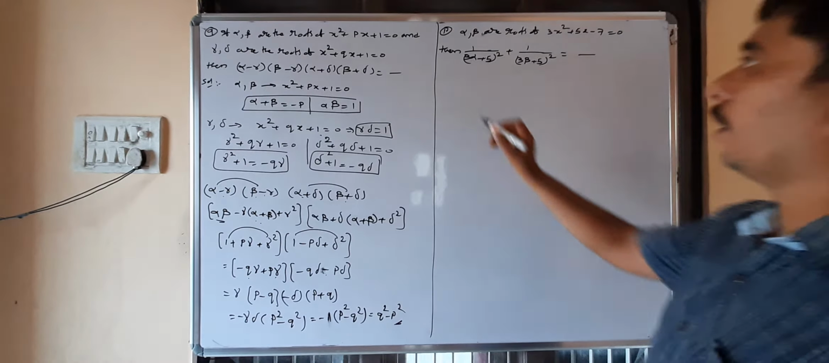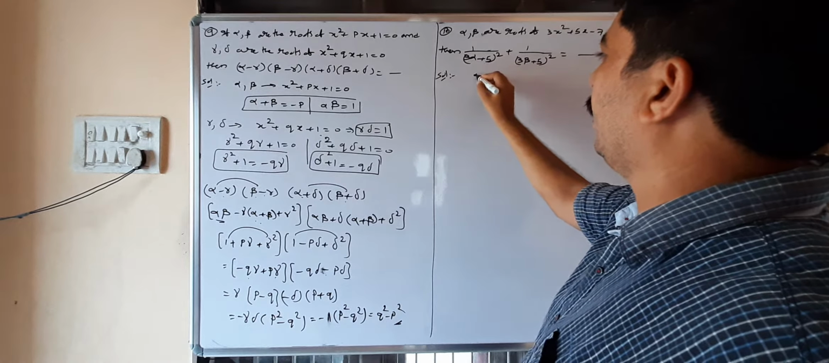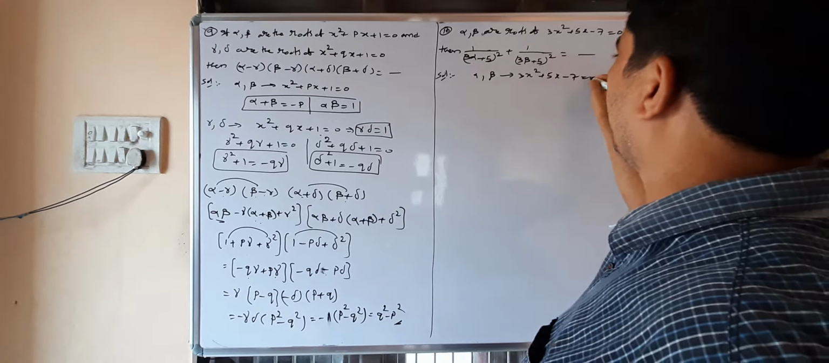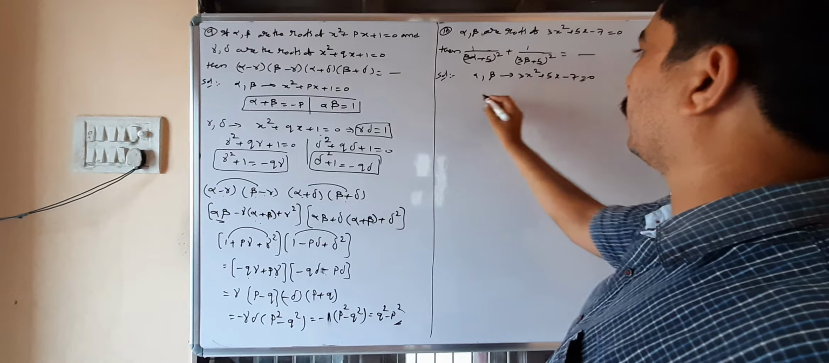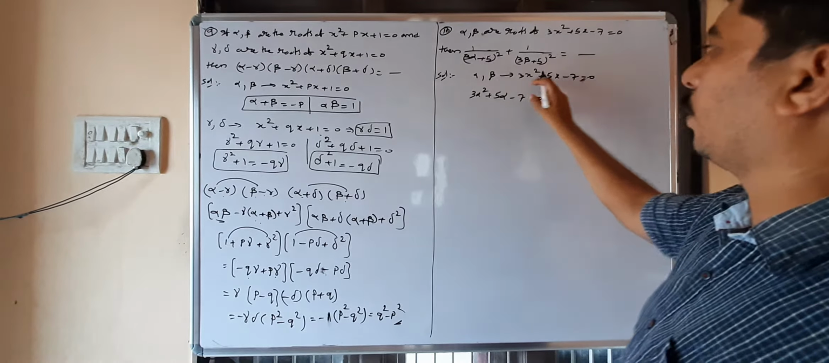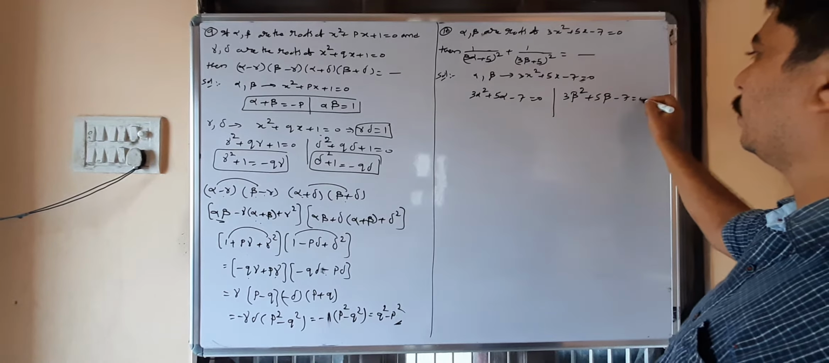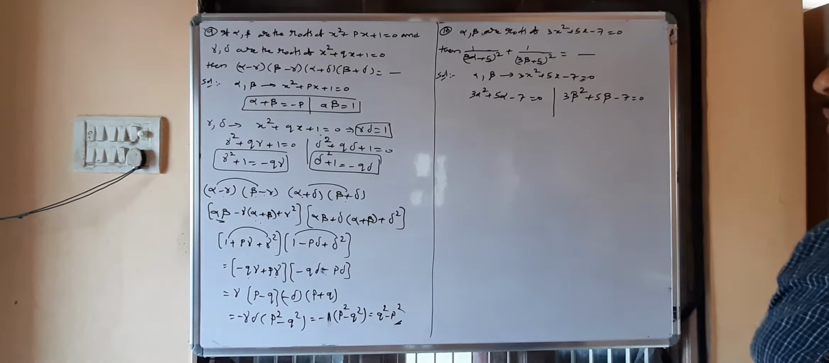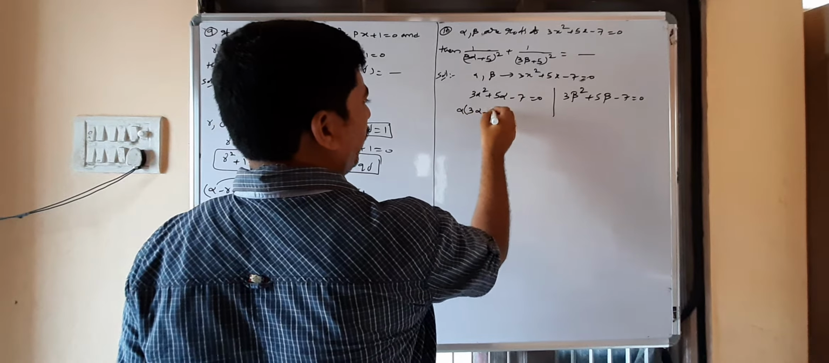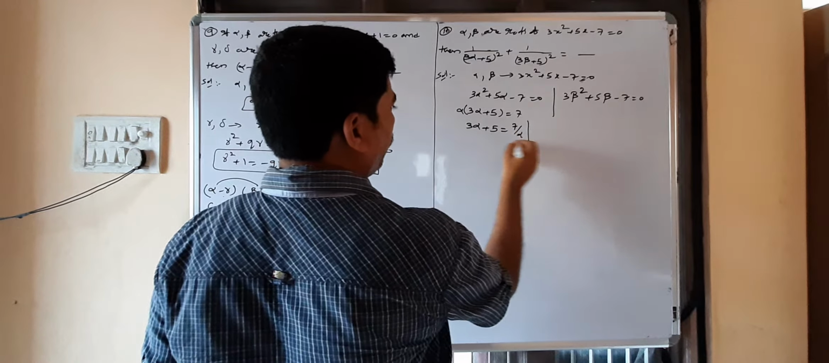Coming to next question, 10th one. Alpha, beta are the roots of the equation given. Alpha, beta are the roots of 3x square plus 5x minus 7 equal to 0. That means x equal to alpha I have to substitute: 3 alpha square plus 5 alpha minus 7 equal to 0. X equal to beta I have to substitute: 3 beta square plus 5 beta minus 7 equal to 0. They asked to find 1 by (3 alpha plus 5). From these two terms, alpha common, we get 3 alpha plus 5 equal to 7 by alpha.